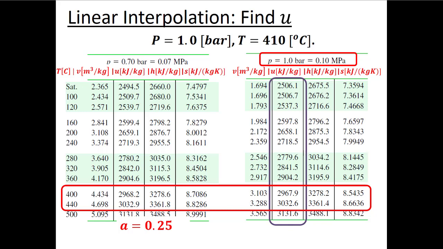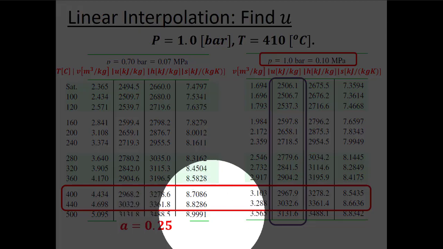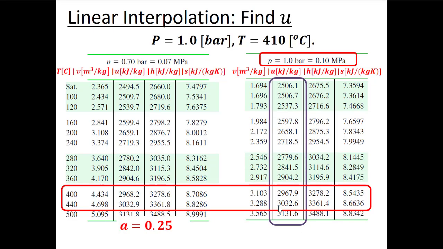divided by 440 minus 400. That gives me 40. So 10 over 40 is 1 over 4, which is 0.25. So I'm a quarter of the way between these two values.